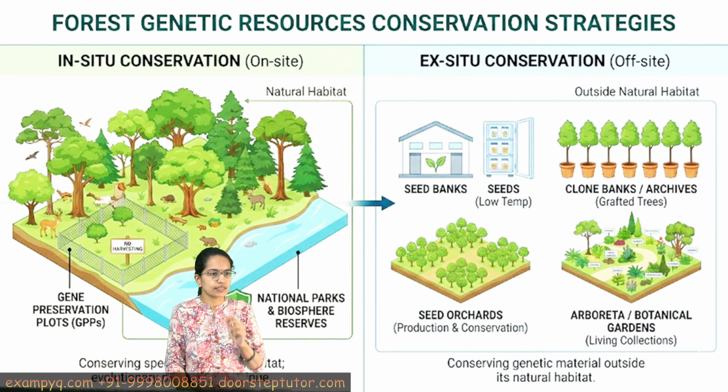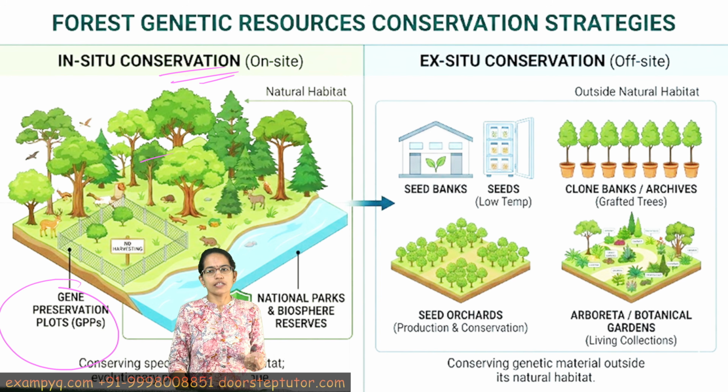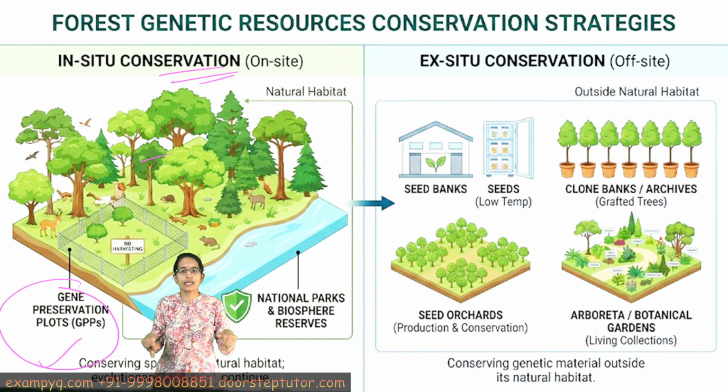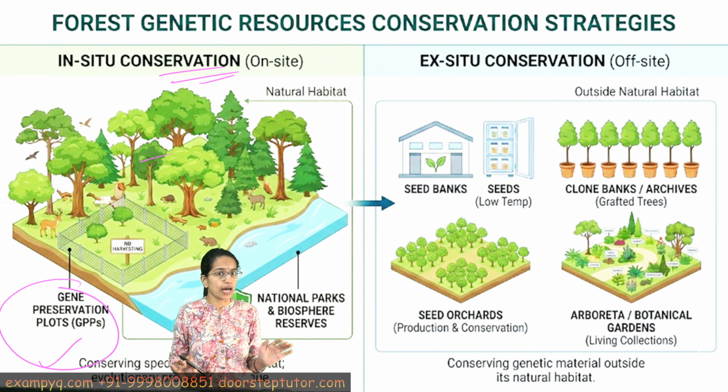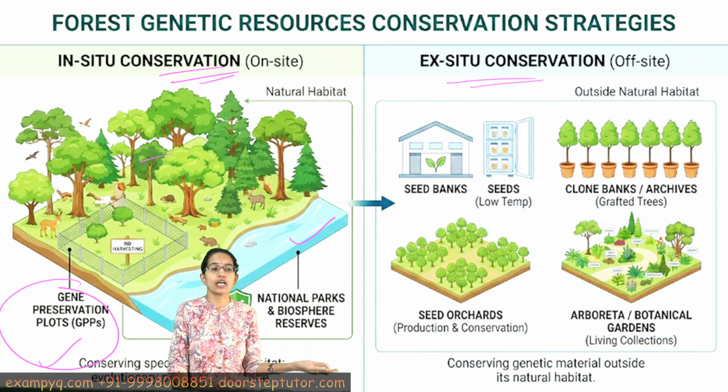So, in situ conservation actually involves some of the very basic aspects. For example, gene preservation plots. Now, these are the areas which are purely designated for genetic conservation. There would be no harvesting done in the case of plants here. Then the regions of National Park, Biosphere Reserve. In a separate lecture, we have covered the difference between National Park and Biosphere Reserve, so you can refer to that as well.